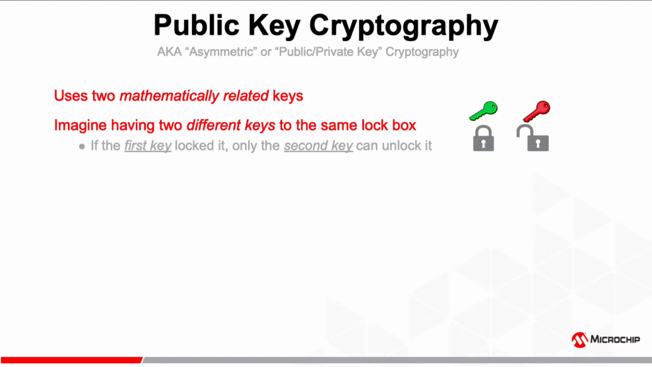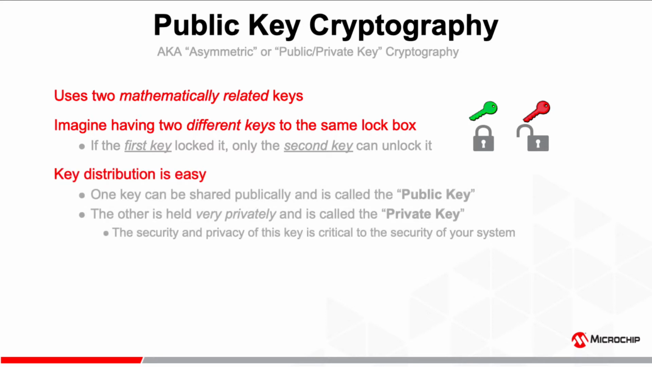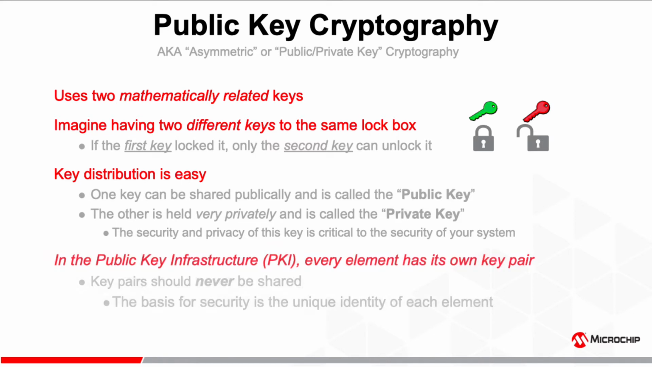Key distribution becomes very easy. One key can be shared publicly, and it's called the public key. The other key is held very privately, and it's called the private key. The security and privacy of this private key is critical to the security of your system. In the public key infrastructure, or PKI, every element has its own key pair. Key pairs should never be shared. So if you make two different devices, they should have two different key pairs. The basis for security is the unique identity of each element. So you don't want to have two different devices sharing that same identity.